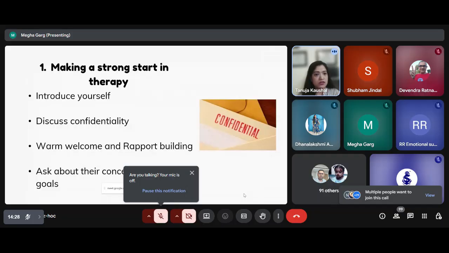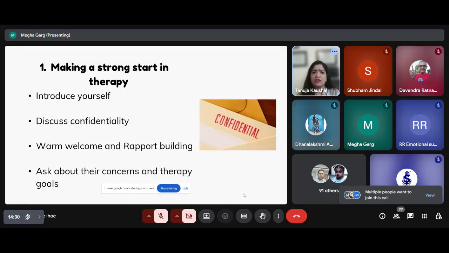About rapport building, there are simple questions you can ask. Which series are you watching these days? You can discuss the actors, the movies that the client likes, the kind of genre that the client reads, or maybe the kind of music that the client likes, or the sports that he or she is playing. That's how you build rapport.